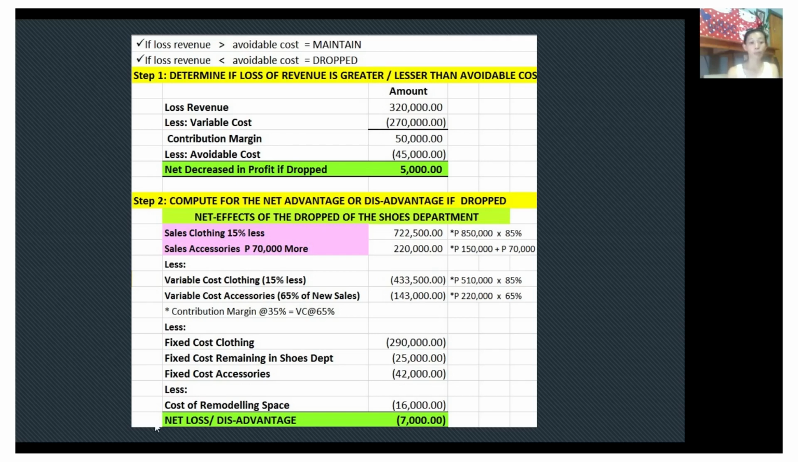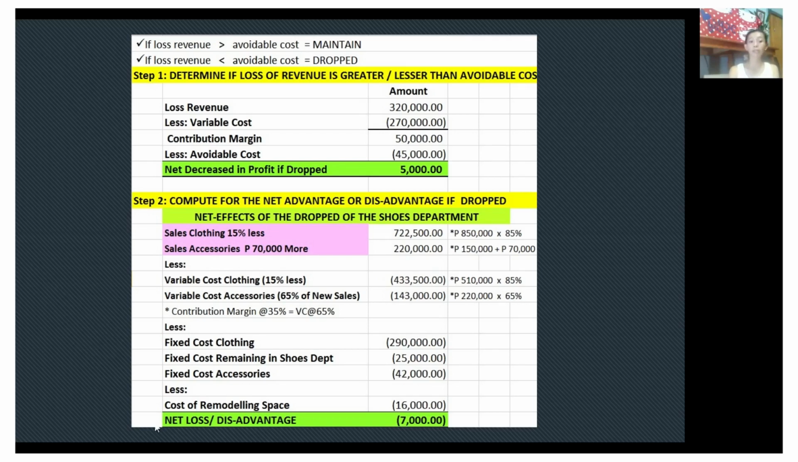So step number 2, compute the net advantage or disadvantage if dropped, the net effects of dropping the shoe department. We look at its effect on the overall net profit or net loss in the business. We have sales of clothing. Sales of clothing will drop by 15%. The sales of clothing is 850,000 pesos, so it becomes 85%, because 100% minus 15% is 85%. So that will be 722,500 pesos.